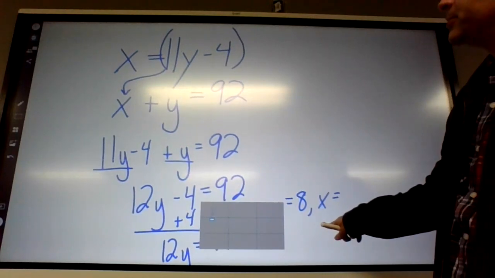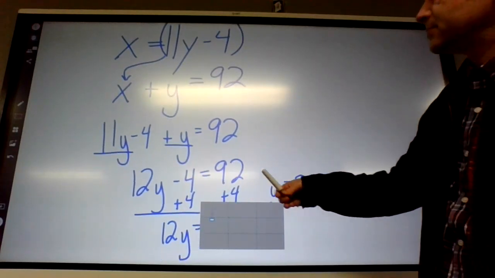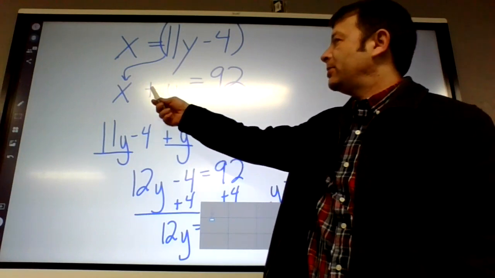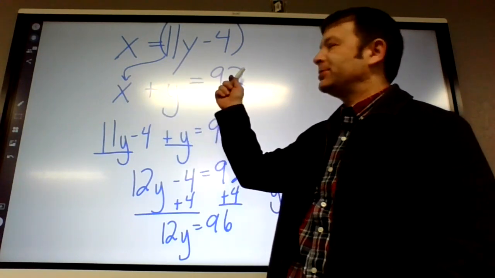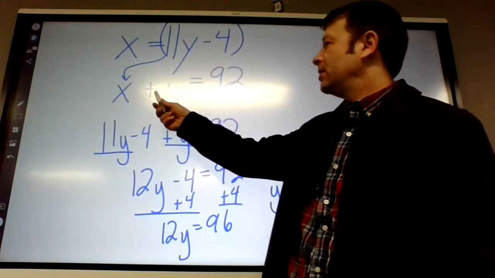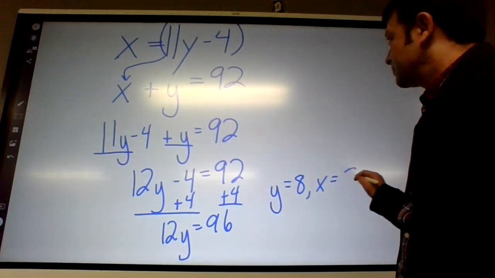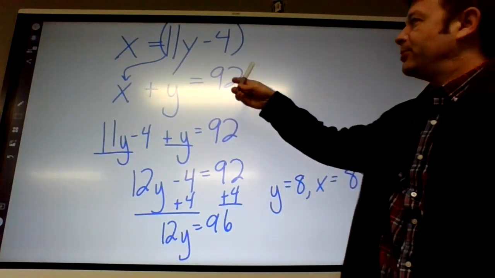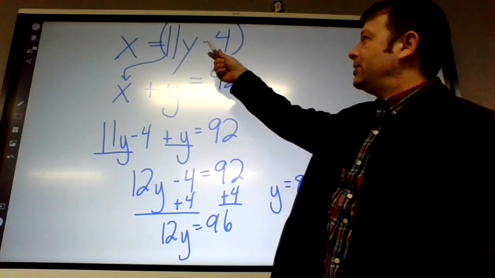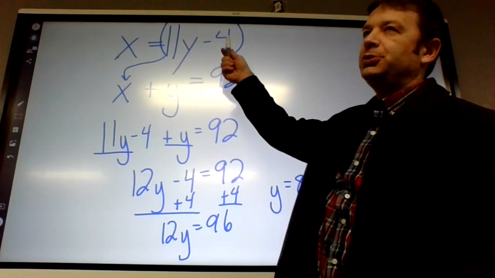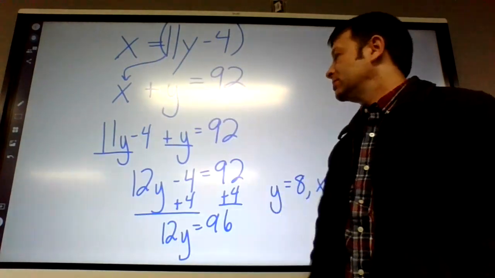So y is 8. What would x have to be? 8 plus what equals 92? 84. We can check it in the other one. 8 times 11 is 88, minus 4 is 84.